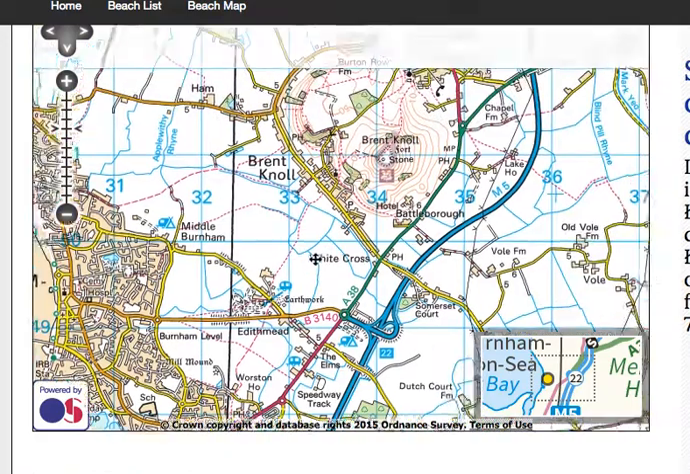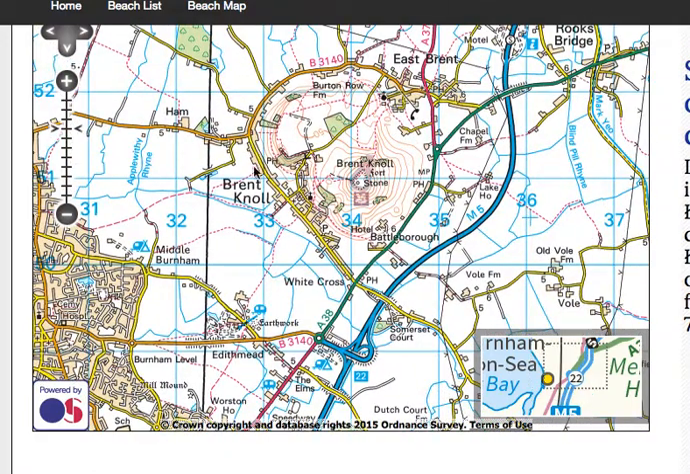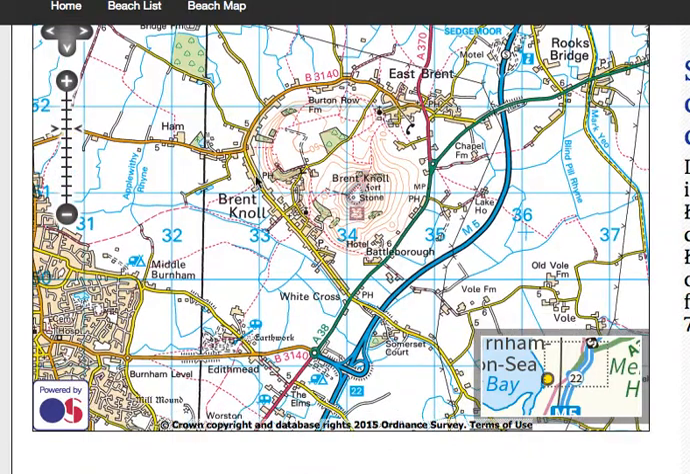Moving on to the map, you can see here Brent Knoll. This area here, Brent Knoll, is very much a linear settlement. It is built along the road. Maybe East Brent as well, although you could argue East Brent is not really a linear settlement, it's a nucleated settlement. But Brent Knoll will be a really good example of that.